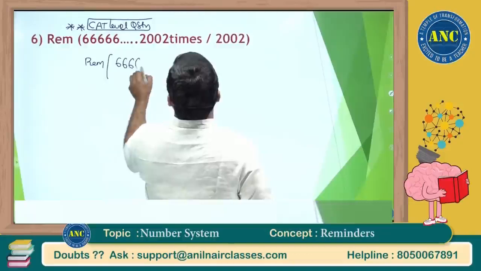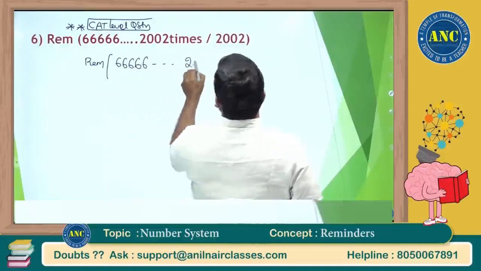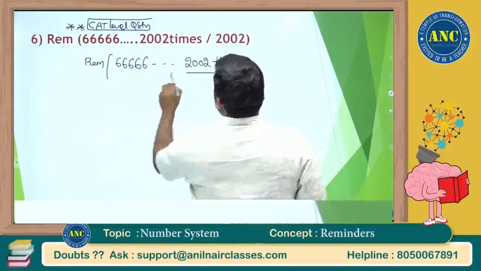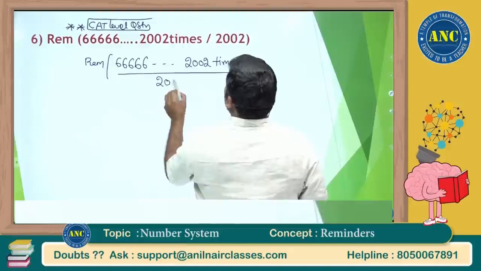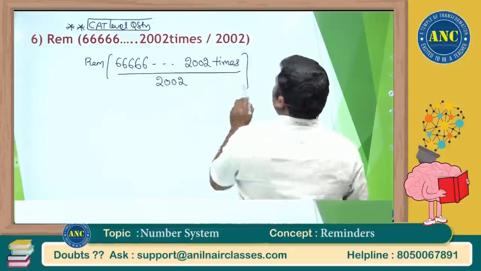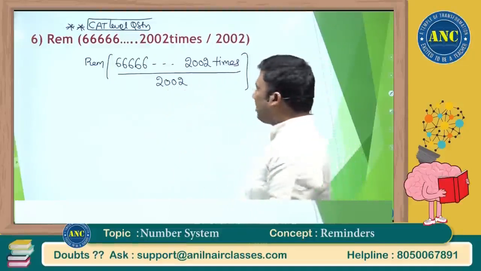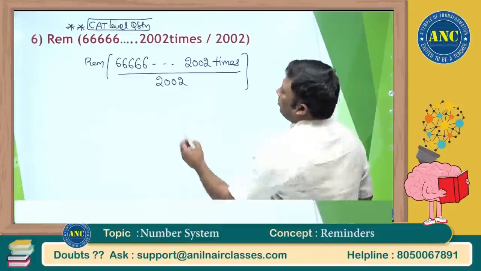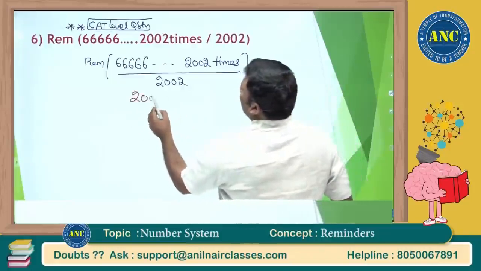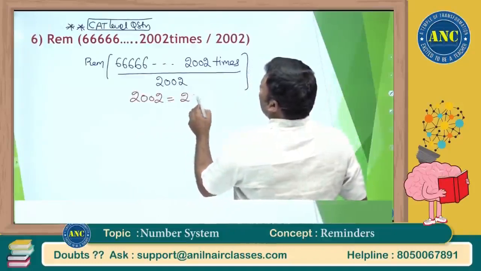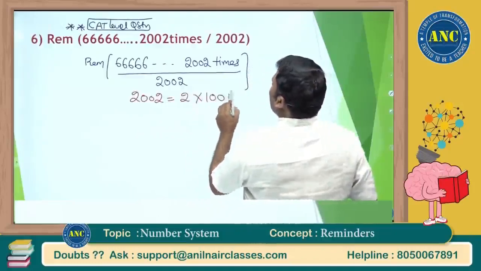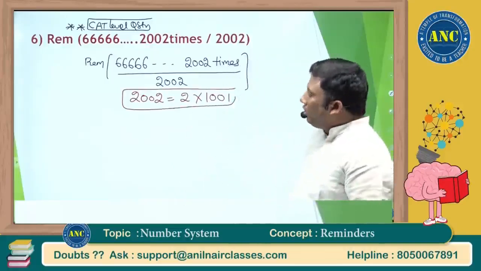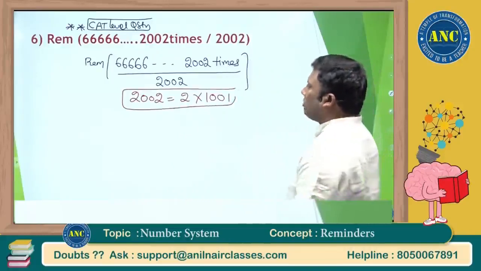6, 6, 6, 6 and so on written 2002 times, divided by 2002. 2002 is nothing but 2 into 1001. 2002 it is a composite number. Write down the number as a product of coprimes. 2002 is 2 into 1001.